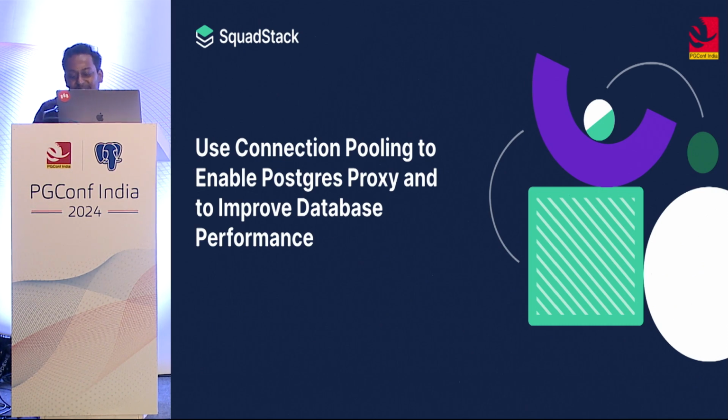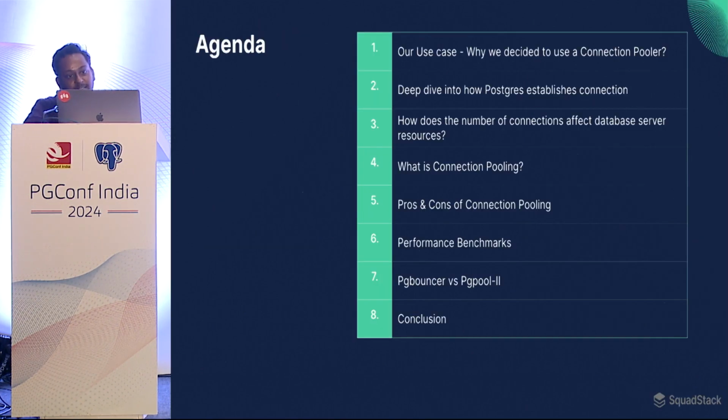Okay, so let's discuss today's agenda. First we will discuss our use case, which is our case study, why we decided to use a connection pooler. Then we will deep dive into how Postgres establishes connection, and then post that we will check what happens if we exceed the number of connections, which will affect database server performance. And after that, we will discuss connection pooling, pros and cons of connection pooling, and some performance benchmarks that we have done for considering connection poolers.